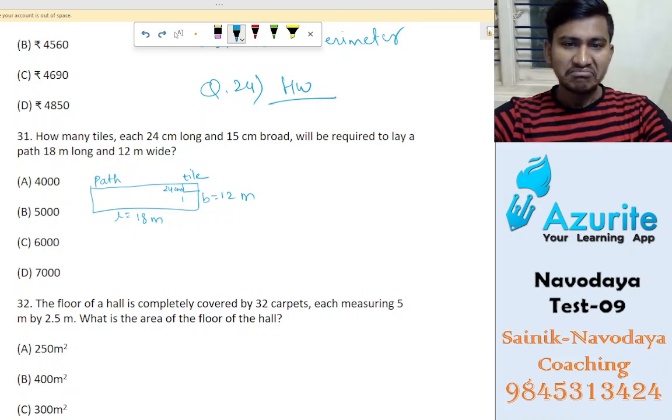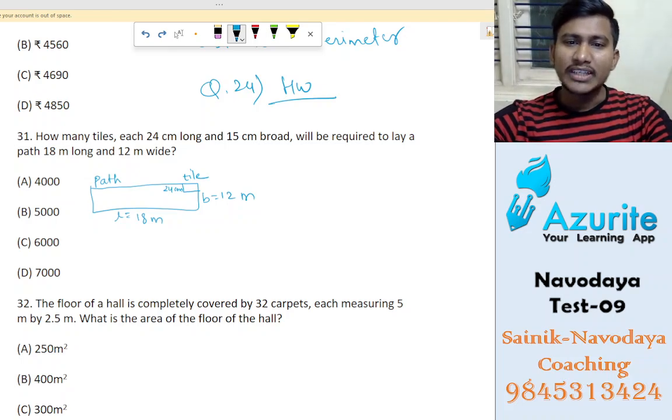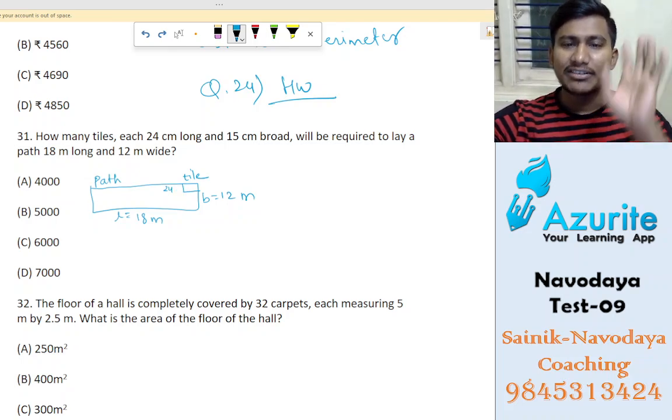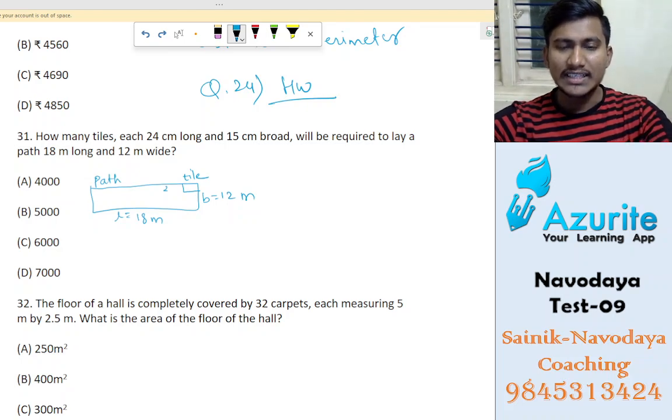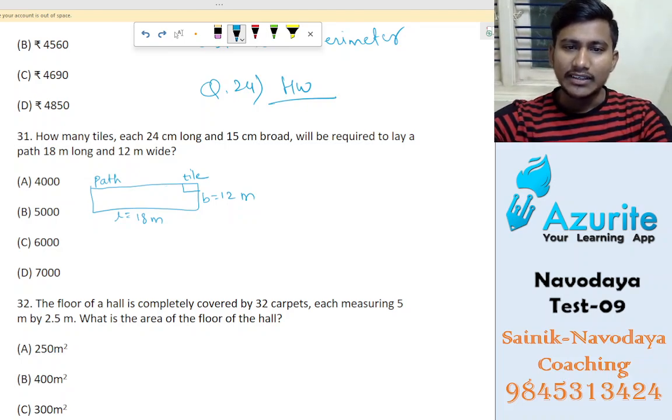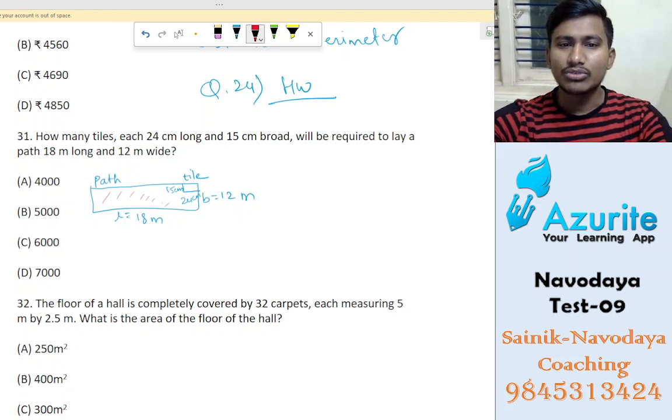Okay. So how many number of tiles means we have to find the areas and divide it. What you have to do? You have to find the areas and divide it here. So this is 24 centimeter you take. Okay, this is 15 centimeter. So number of tiles will be required. So we have to divide with the areas. We have to divide areas because you will lay the tiles like this, right? How many tiles will be required? So to find the number of tiles, we will divide the areas.